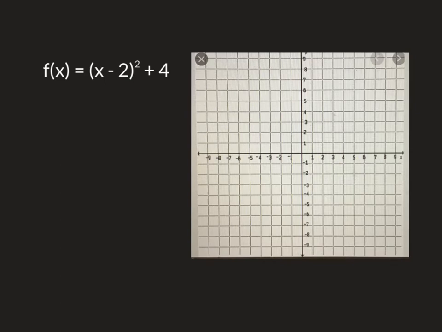f(x) = (x - 2)² + 4. First thing I need to do is find the vertex. The vertex is going to be the opposite of what's inside and exactly what's outside: (2, 4). So I'm going to go to (2, 4), right there. There's my vertex. Because it's positive in the front, because your a in the front is 1, it's positive 1. We've done this before. You know it's going to go up. And also because it's 1, you're going to go up 1 over 1, just like this.